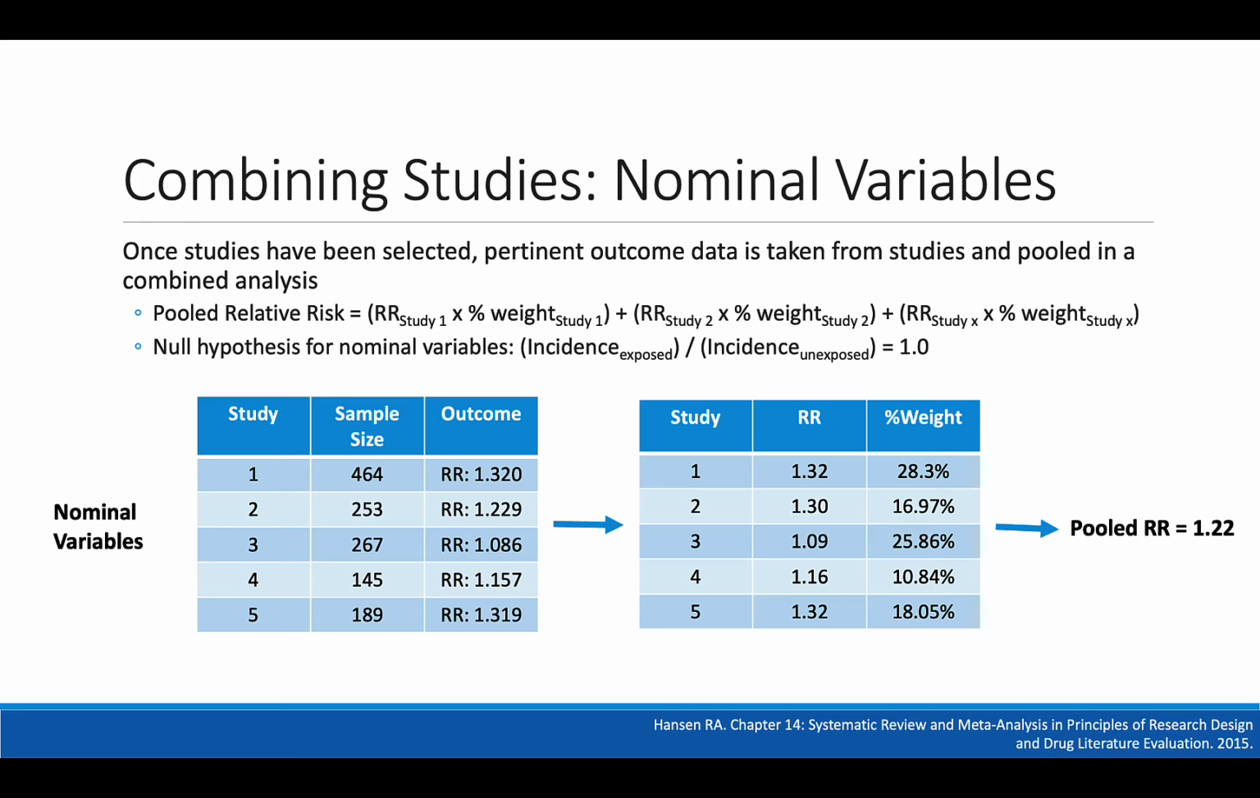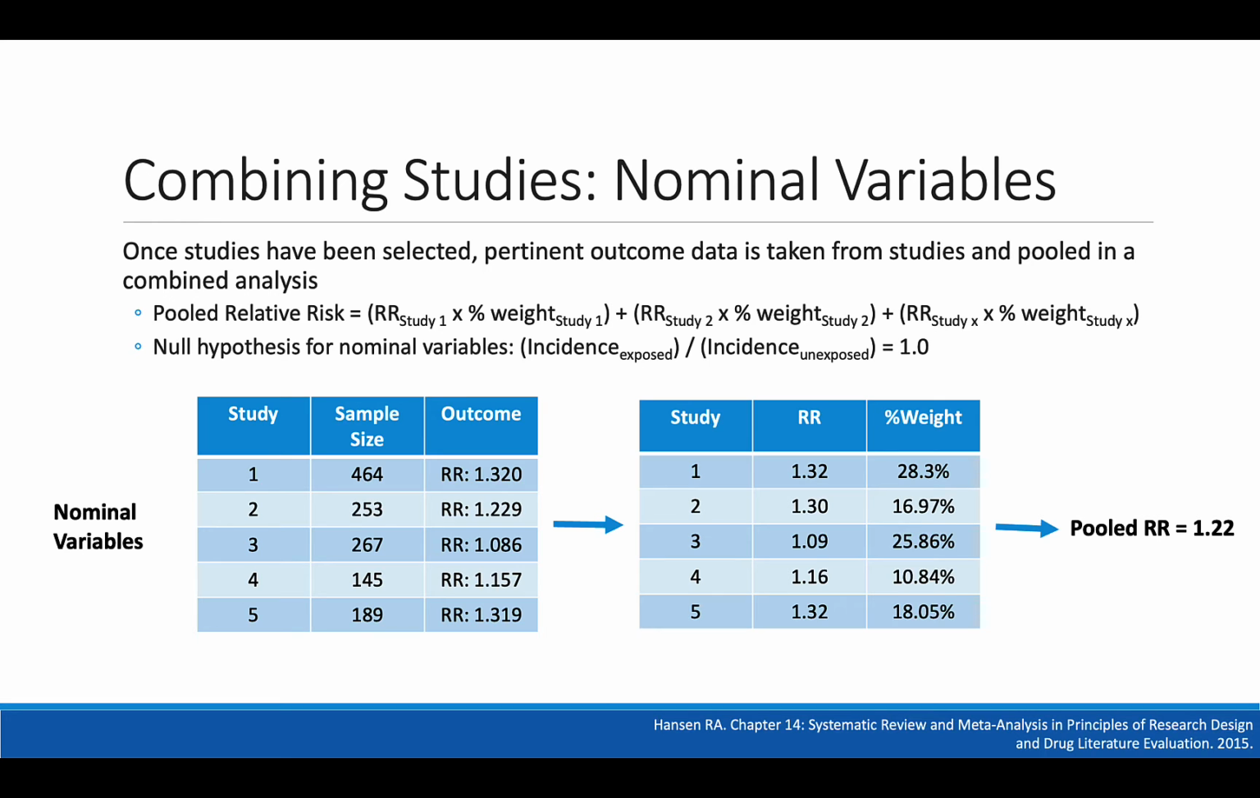The null hypothesis, again, for nominal variables is the relative risk of the exposed divided by the relative risk of the unexposed. So our null hypothesis is essentially a relative risk equal to 1. So let's look at this in detail. We have nominal variable studies, 5 of them, all of which have varying sample sizes and varying relative risks.